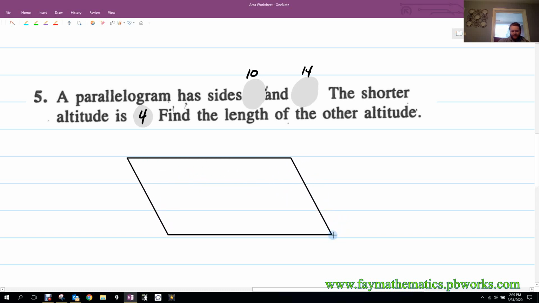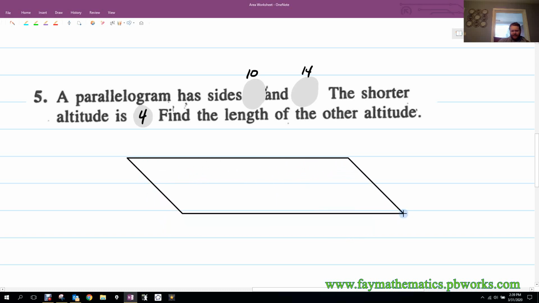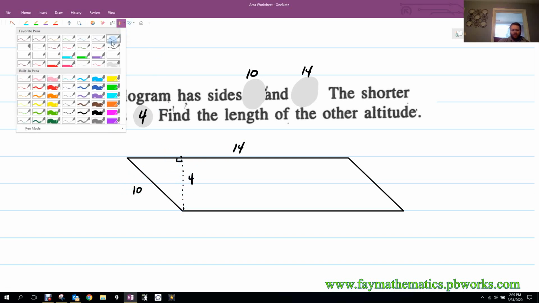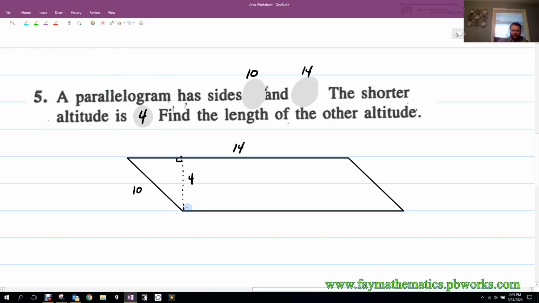We've got a parallelogram here. And they're telling us we have sides of 10 and 14, so I'll make this my 14, this my 10. They're telling me the shorter altitude here is 4. They want to know what is the longer altitude. Well, the longer altitude would actually be kind of that solid red line.